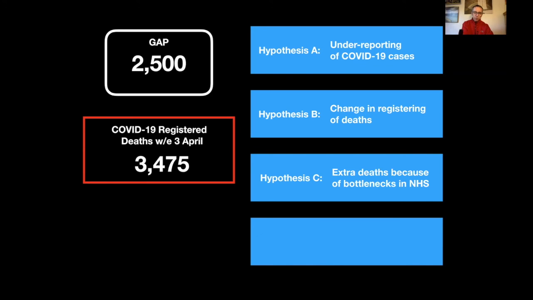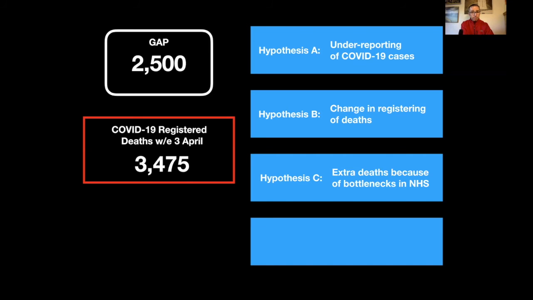It's just that because of the pressure on resources in the health system, they did not obtain the appropriate health care they would have had in other circumstances, other years in week 14. So they died in week 14, whereas in other years they would not have died. Now, if that was the only cause, but of course, because of hypothesis A, we're not looking for a gap of 2,500, we're looking for a gap of a few hundred.